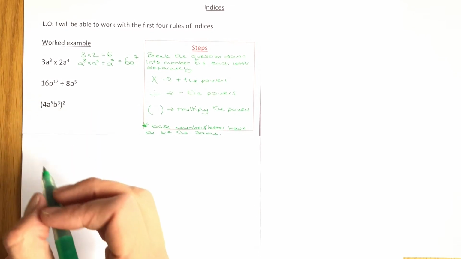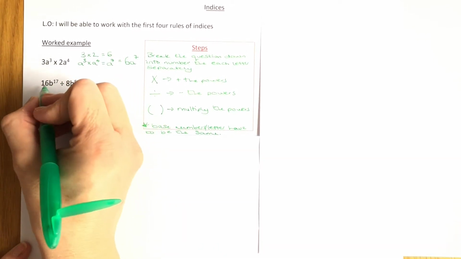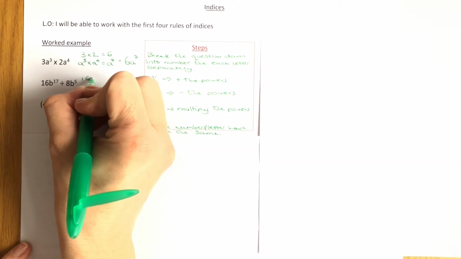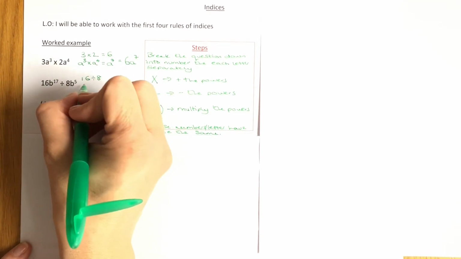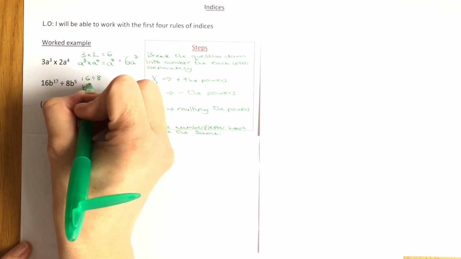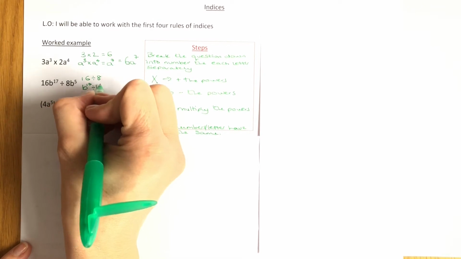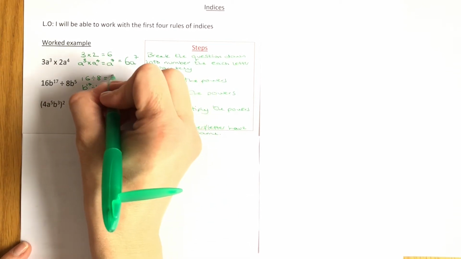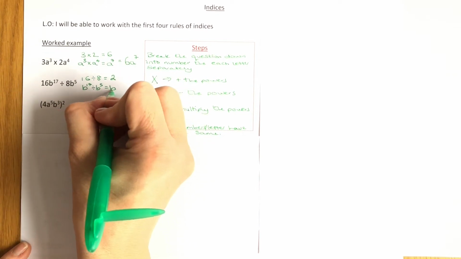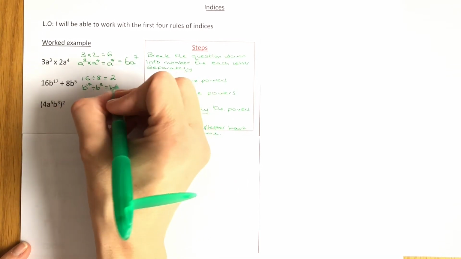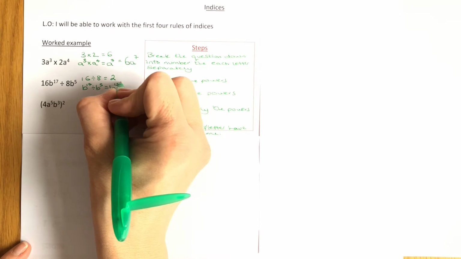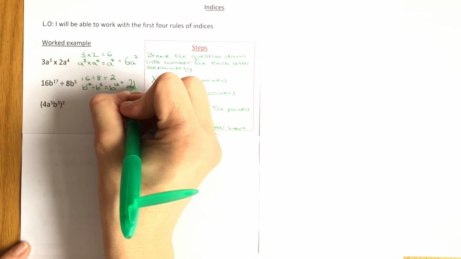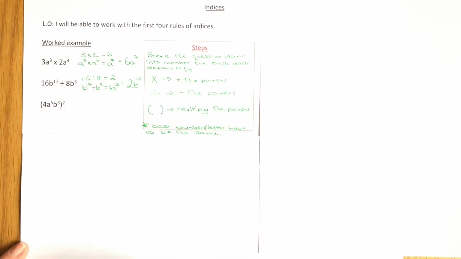Let's try our next one. Do our numbers first. So I do 16 divided by 8, and then b to the 17 divided by b to the 5. 16 divided by 8 is 2. 17 minus 5 is 12. So my final answer is 2b to the power of 12.